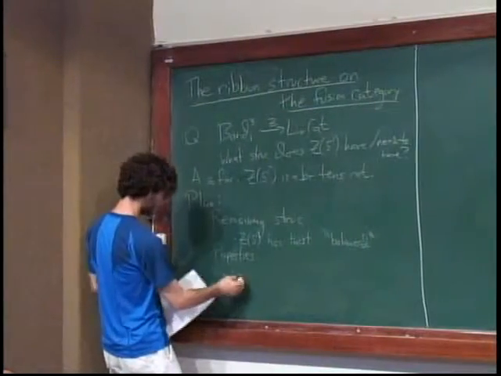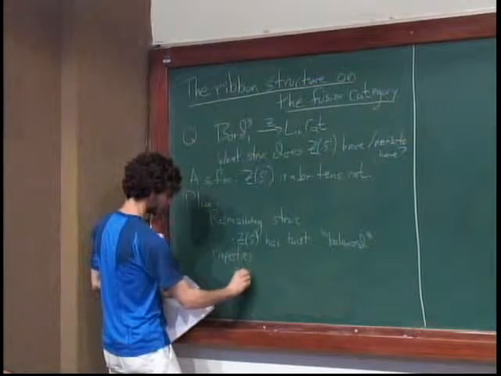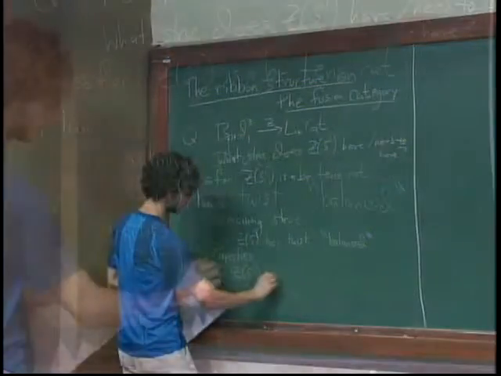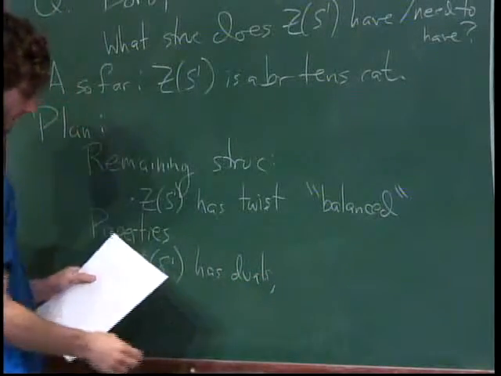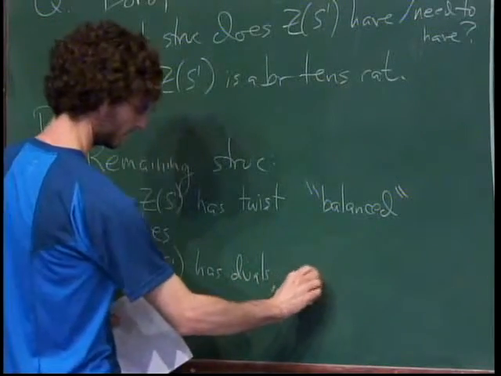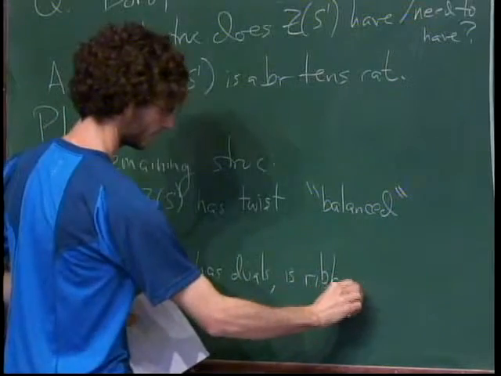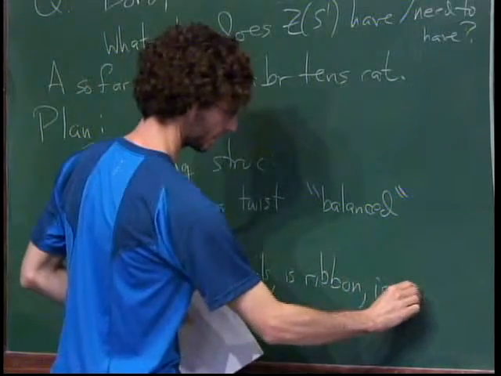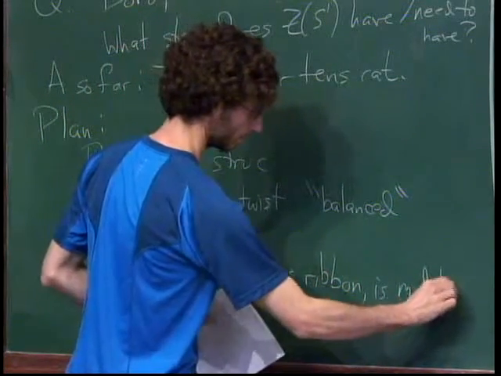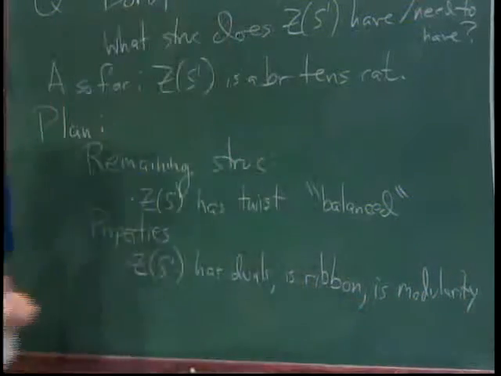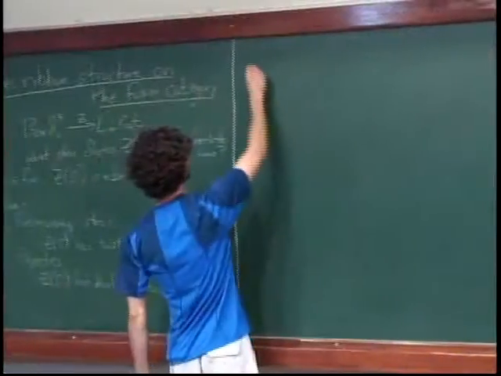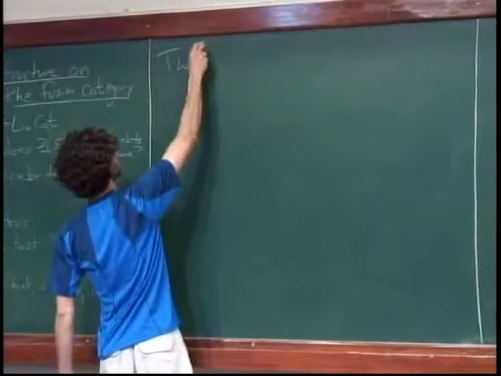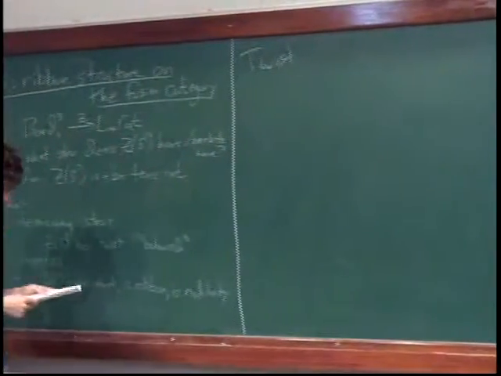And there are going to be three properties, namely that Z of S1 has duals, that is, objects have duals, and is what's called a ribbon category, and satisfies a condition called modularity that squeaked into Andre's talk. So let's get started thinking about the twist.